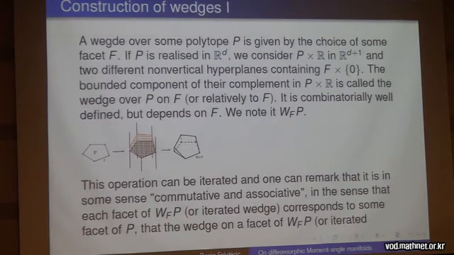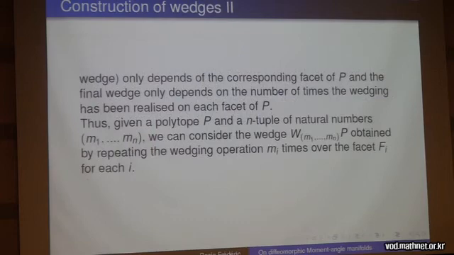And this operation can be iterated. What is important is that it is in some sense commutative and associative. So the combinatorics of the polytope that you get after iterating the wedging procedure only depends on the number of times you perform the wedge over each facet.